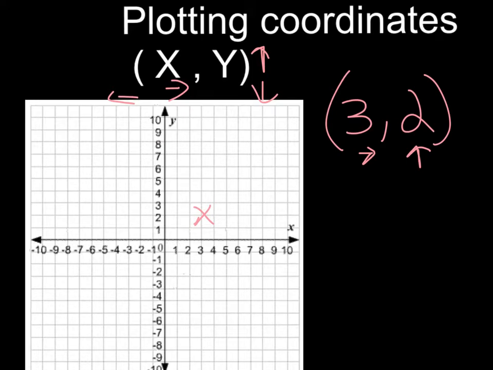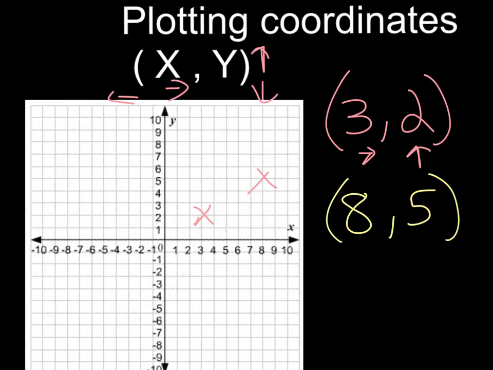Let's try another one. Let's say we had to do 8, 5. Start from the centre, guide across to 8, so across the axes, and then up for 5, and that's that point there. And again, then once you've got that position, you can just put yourself across.